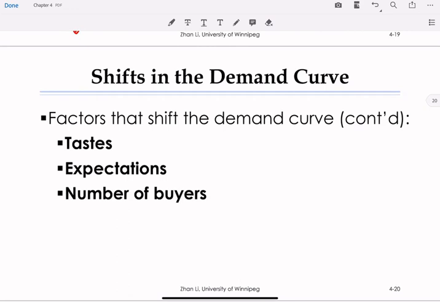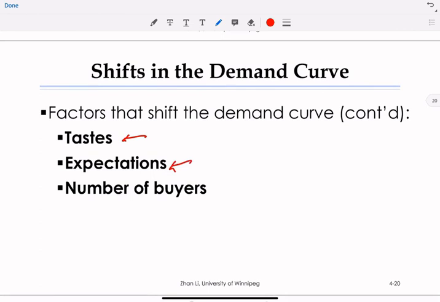Okay, let's see other factors which could shift the demand curve. First, tastes, right? This is obvious. Let's say you like drinking tea, but someday you become tired of tea, right? You don't want tea anymore. Now, in this case, there is a change in your taste for tea, and the demand for tea will also change. Now, expectations.